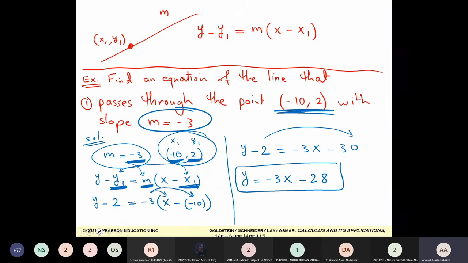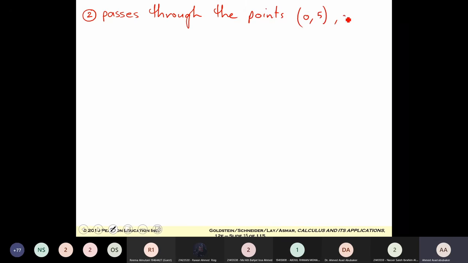The second example about this. Number 2, passes through the points, for example, (0, 5) and (2, -3). So we need to find the equation of the line that passes through 2 points.